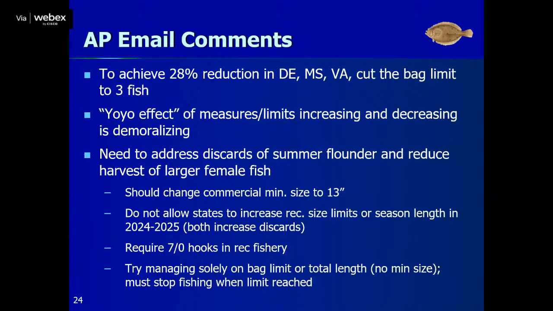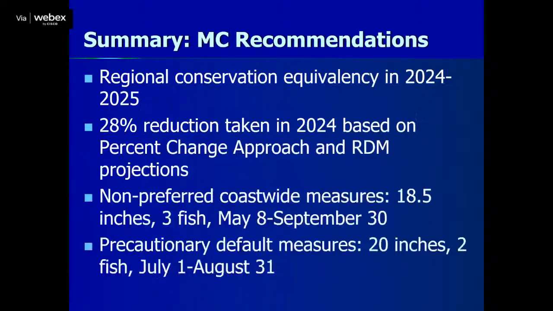This advisor also suggested requiring 7-0 hooks in the recreational fishery, and then to also try experimentally managing solely based on bag limit or total length with no minimum size, with the stipulation that anglers must stop fishing when their limit is reached. So that's it for the AP comments.